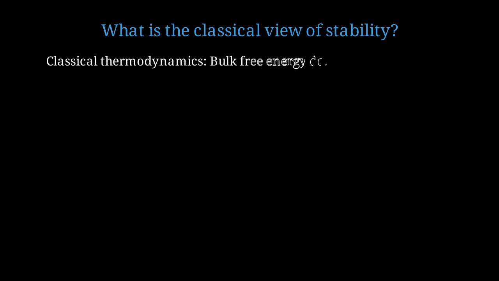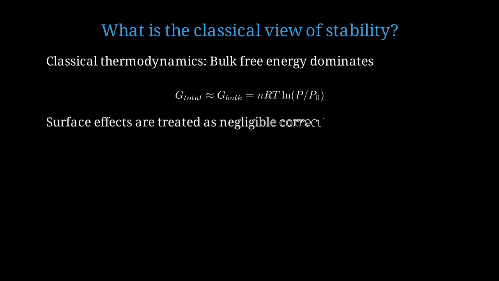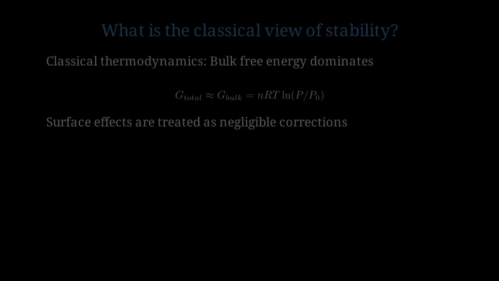In classical thermodynamics, we assume that the bulk free energy dominates. The stability of a system is determined primarily by minimizing the Gibbs free energy of the bulk material. The total Gibbs free energy is approximately equal to the bulk Gibbs free energy. This scales with the number of particles or volume of the system. Surface effects are treated as small corrections that we can often ignore. This works beautifully for macroscopic systems like a liter of water or a kilogram of metal.